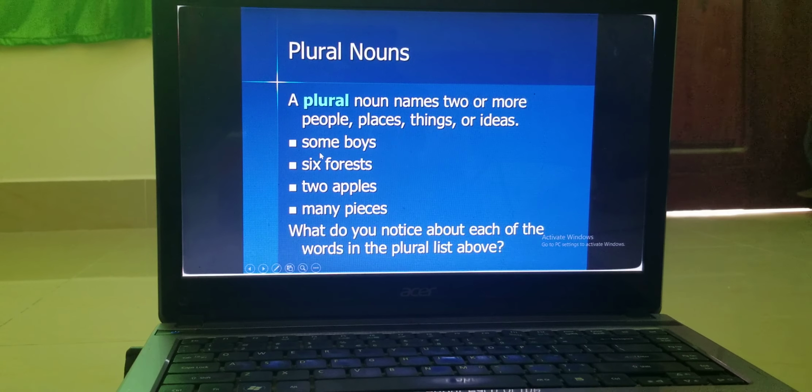and a plural noun is also similar to a singular noun, but a plural noun can start from two, like one plural noun and two of one person, place, thing or idea. Like the words some boys, six forests, two apples, and what do you notice about each of the words in the plural?